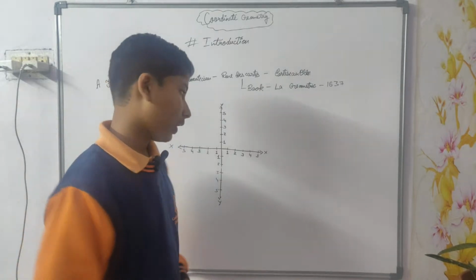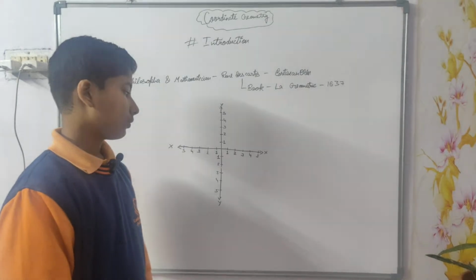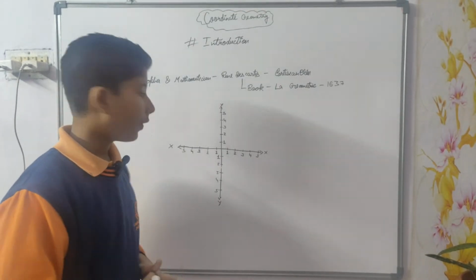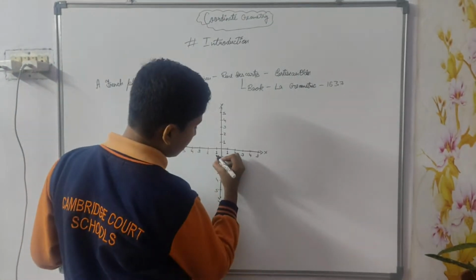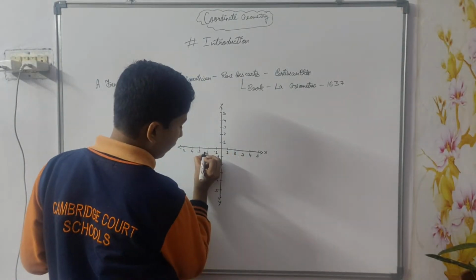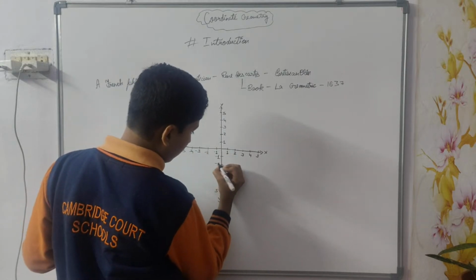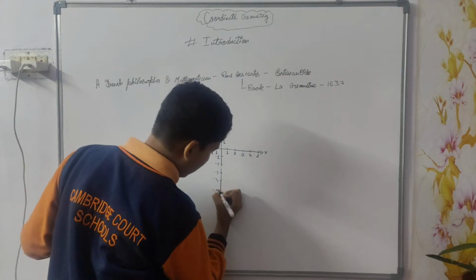I am giving you some time. You have to find out. I think you have found out. The answer is that I have not put the minus over here. Minus, minus, minus, minus and minus. Again minus, minus, minus, minus and minus.